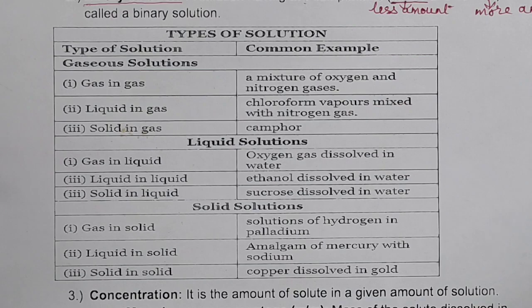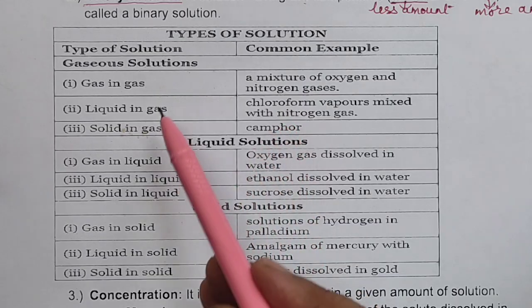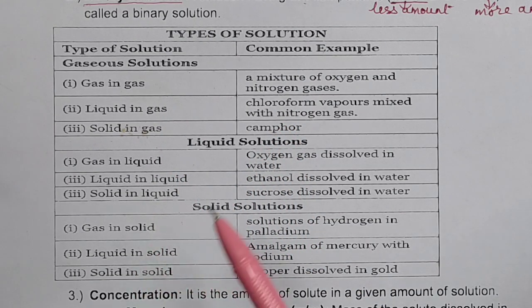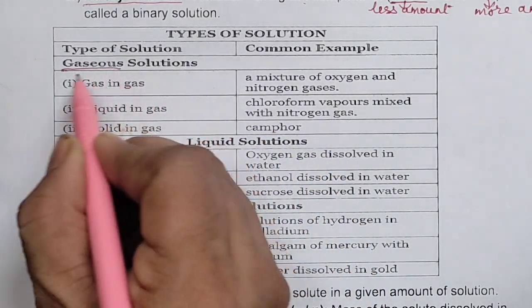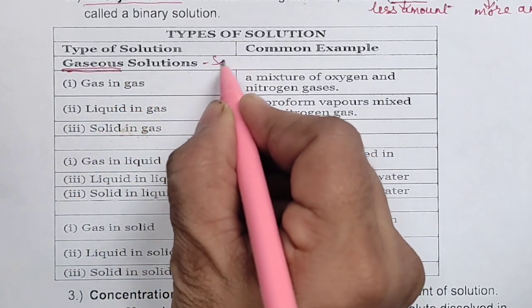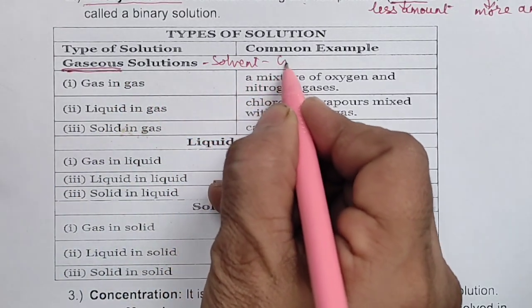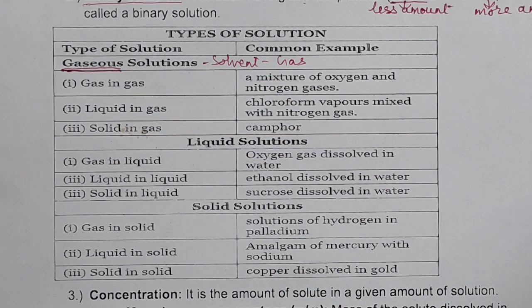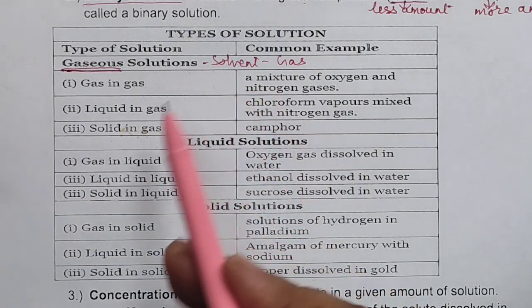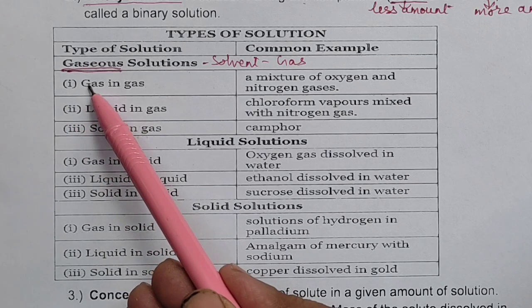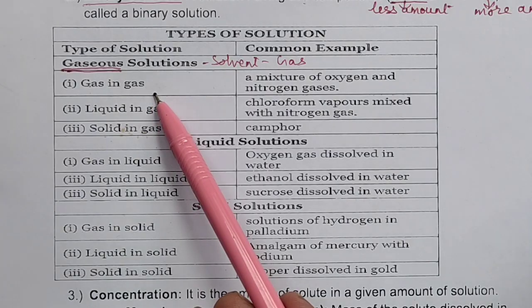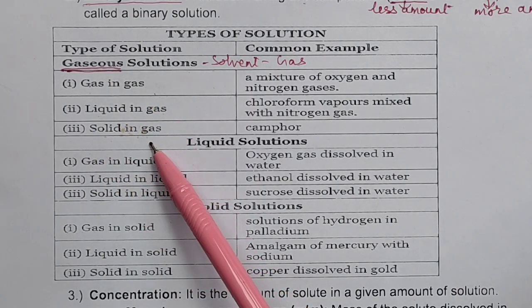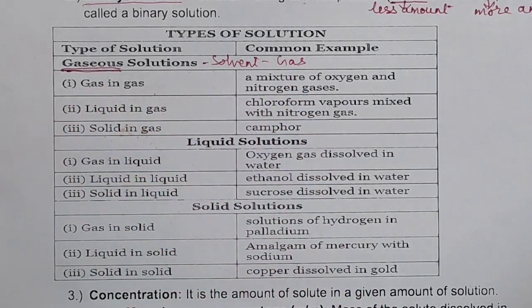Okay. Now let's move on to the types of solutions. There are various types of solutions based upon what the solute and solvent are. For example, the name is given on the basis of the solvent. If the solvent is gas, we call it a gaseous solution. In a gaseous solution, the solute can be a gas, a liquid, or a solid. So we call them gas in gas, liquid in gas, solid in gas.